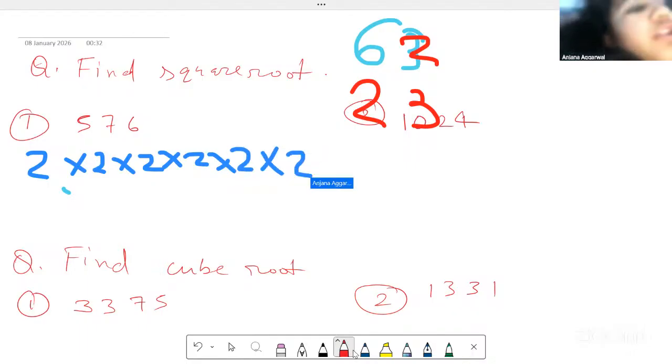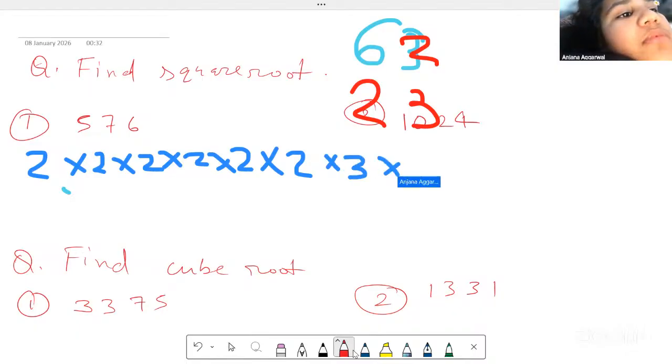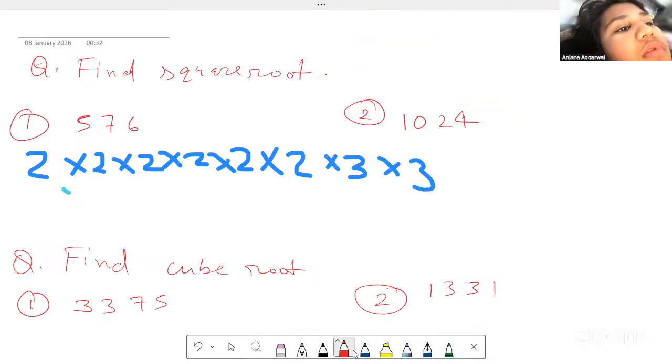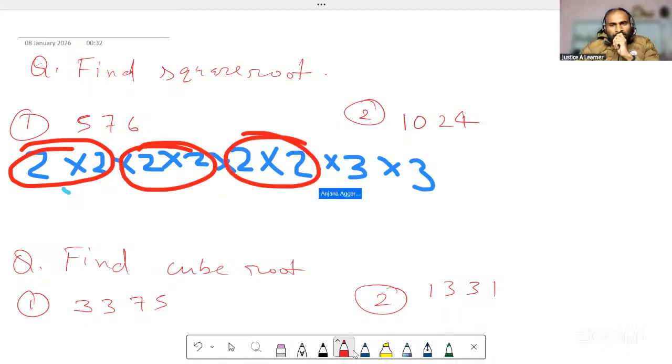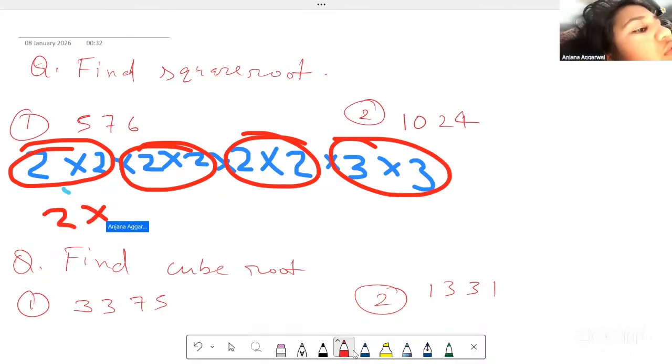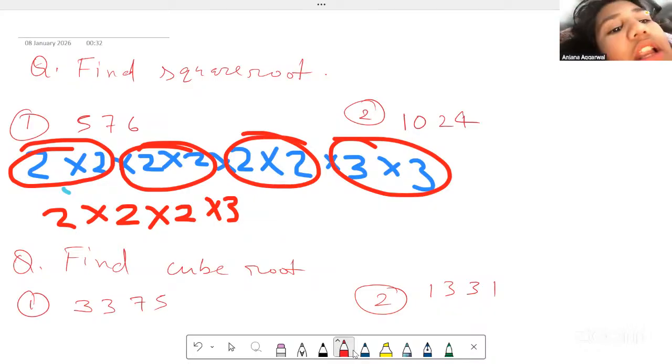1, 2, 3, 4, 5, 6. And then 3 times 3. Okay. Now you square root: 2 times 2 times 2, 3 times 3. 2 times 2 is 4. 4 times 2 is 8. 8 times 3 is 24. 24 is the answer for the first one. Good job.